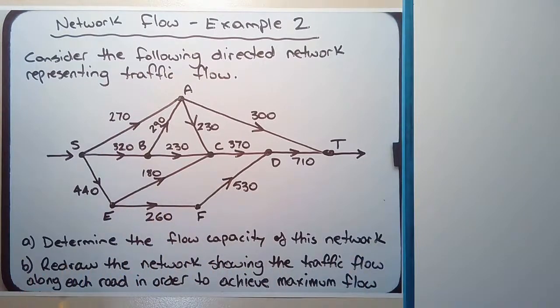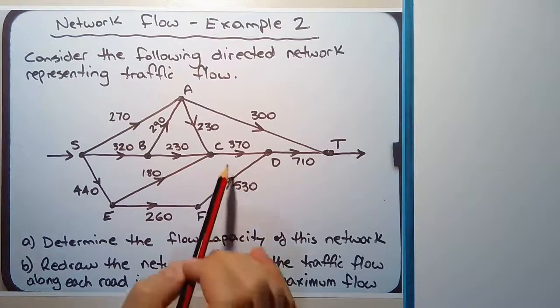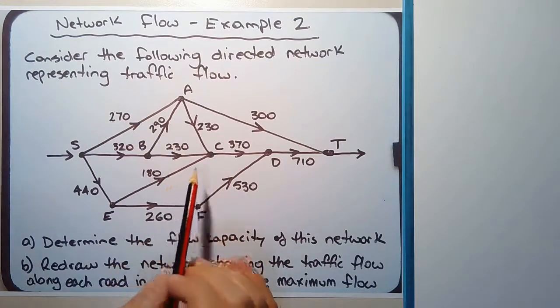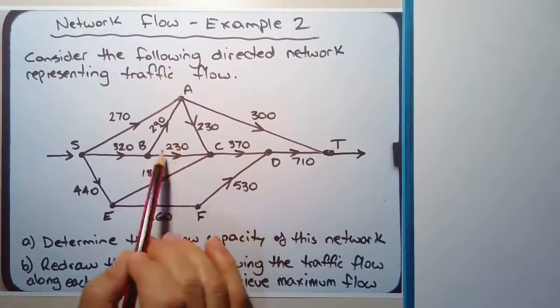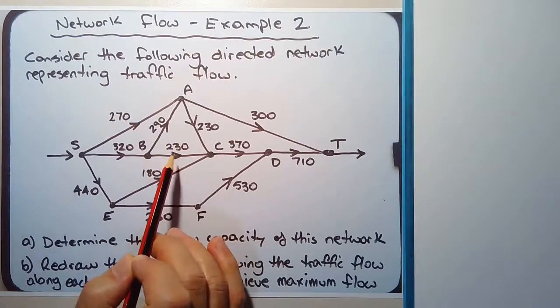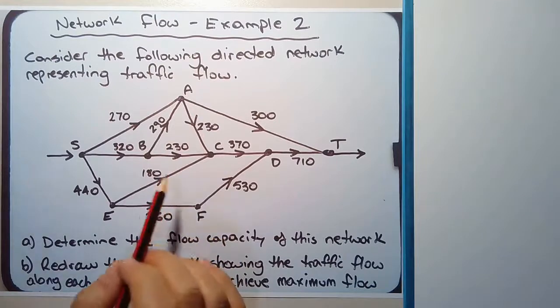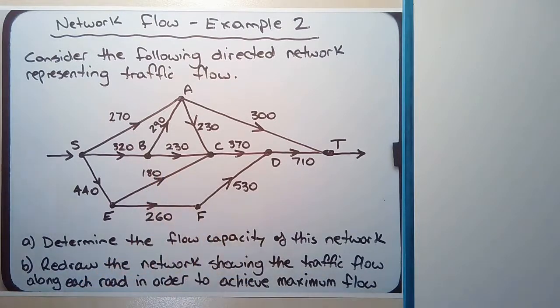And part B, we're going to redraw this network showing the traffic flow along each road in order to achieve maximum flow. What that means is that we need to look at the roads that have excess capacity and change the number to reflect the exact capacity needed for each of these roads. Okay, so let's start off then.